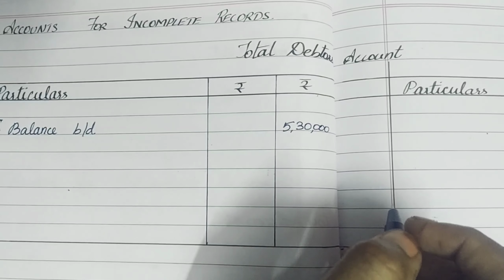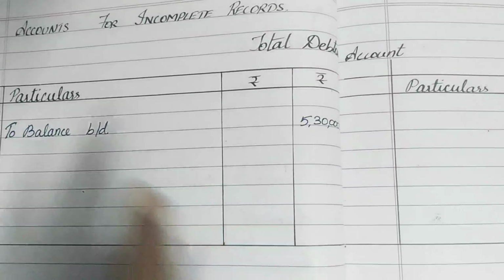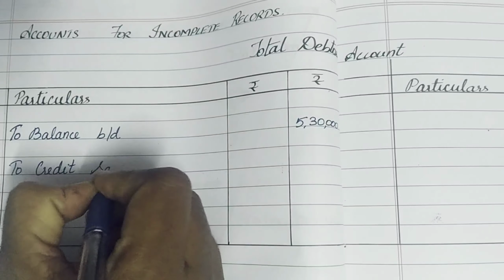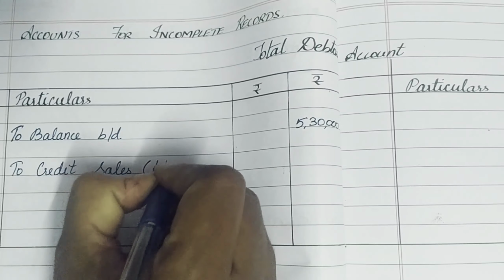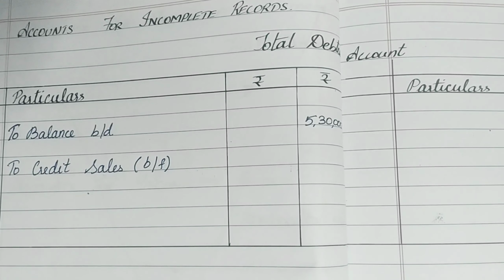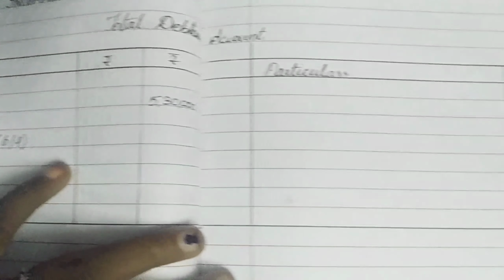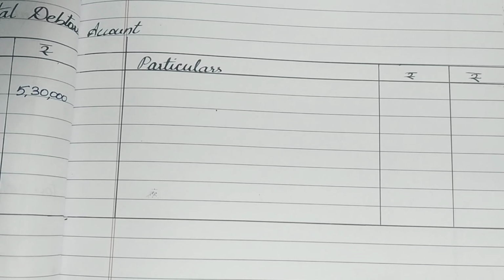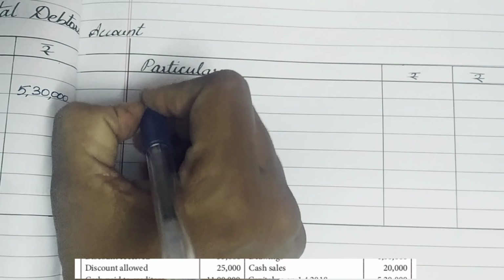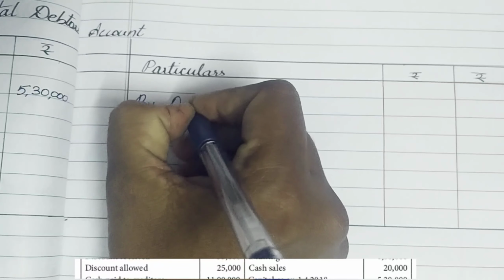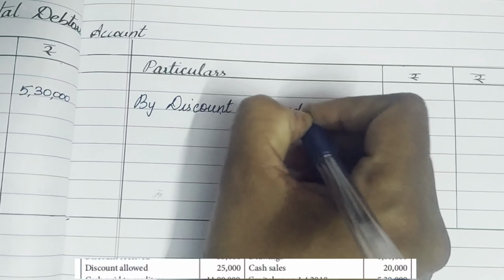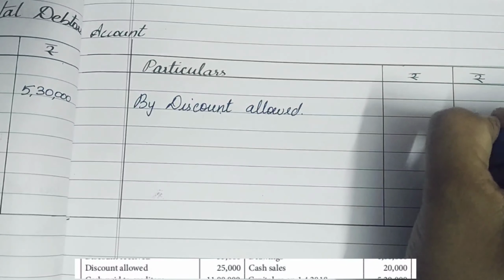Apart from this, it's only going to be the credit sales, which is the balancing figure, which is going to come on the debit side. So I write credit sales, which is the balancing figure, on this side, which is the answer. The other items are going to go on the credit side. So I move to the credit side of the debtors account. On the credit side, the first item I'm going to take from the other details is discount allowed. So by discount allowed, rupees 25,000 as given in the other details.